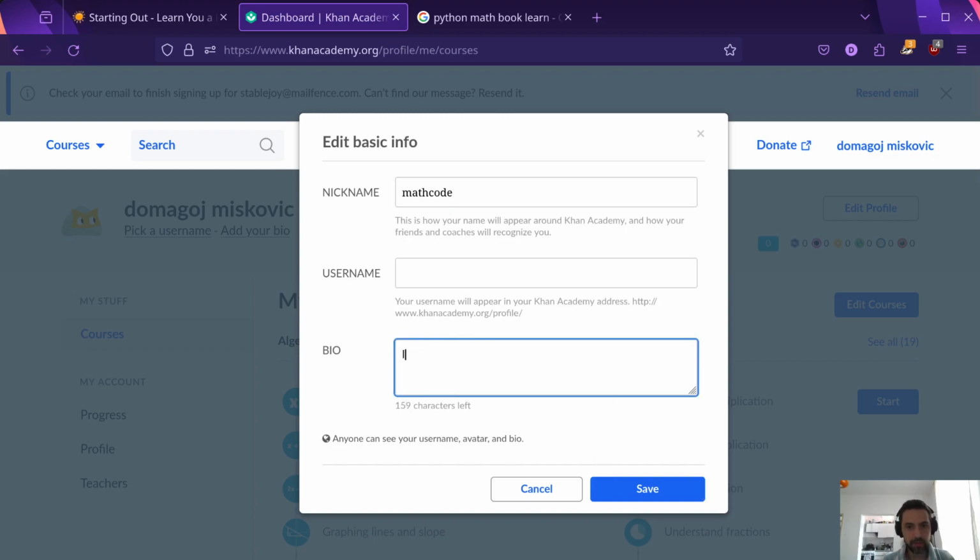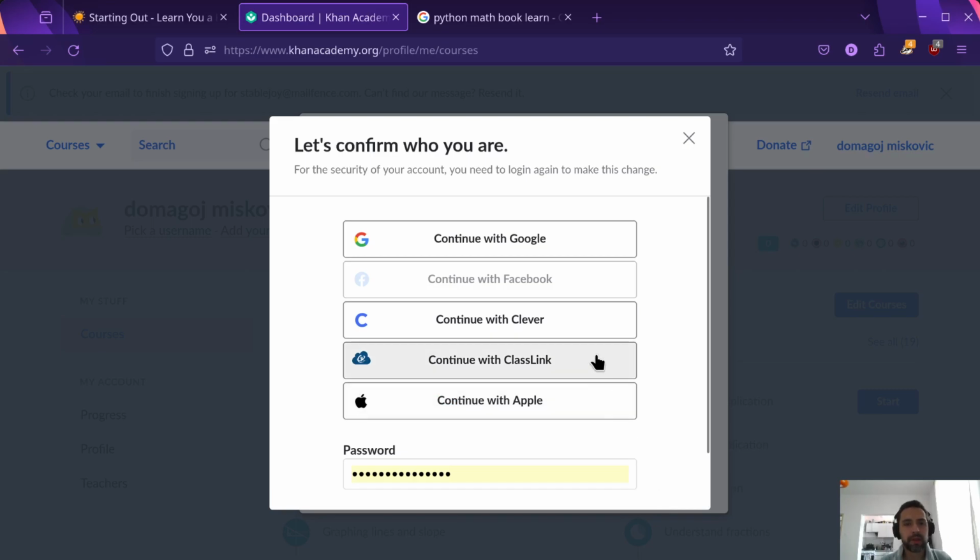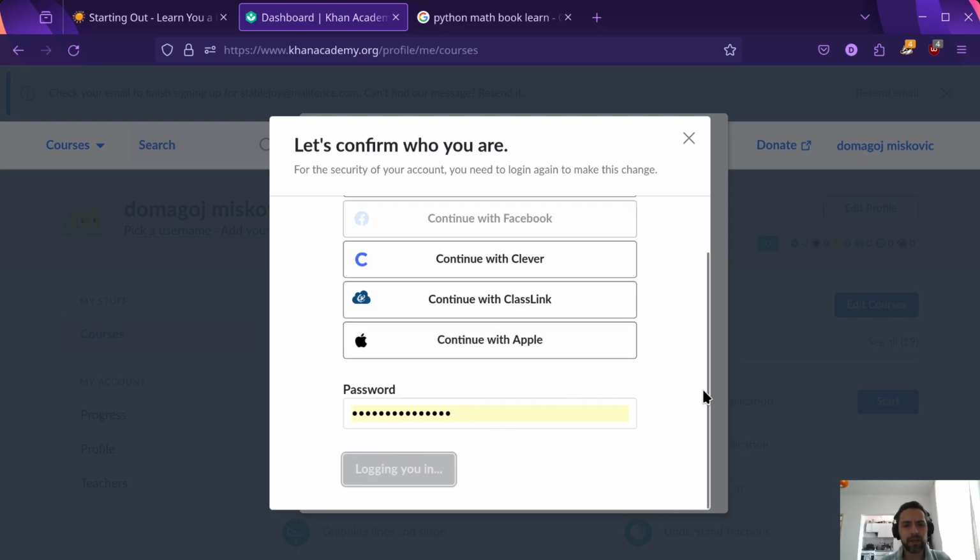Who are you? I'm using Haskell, a functional programming language, to solve all the math exercises. Basically, I want to see how I can use a programming language in learning math. Okay, I can write. Let's confirm who you are. I didn't log in.